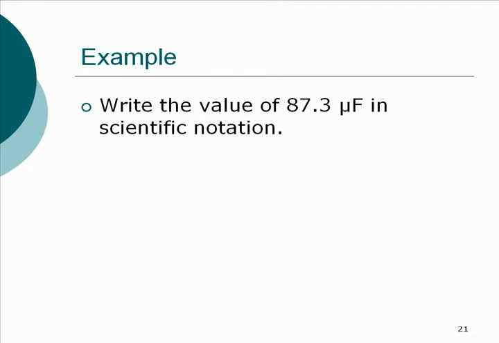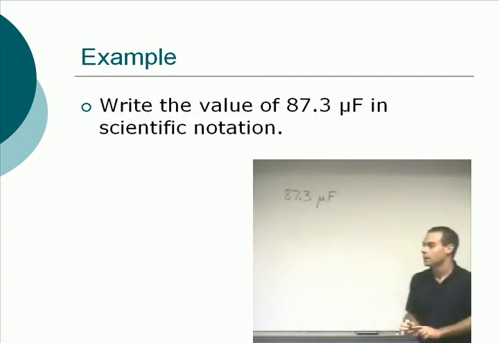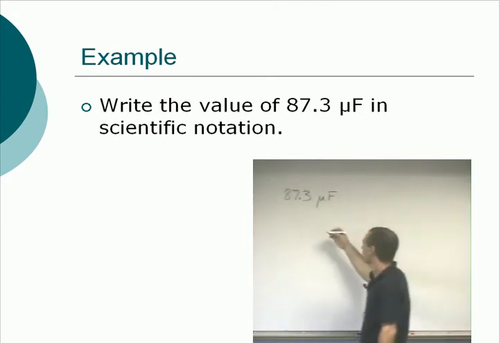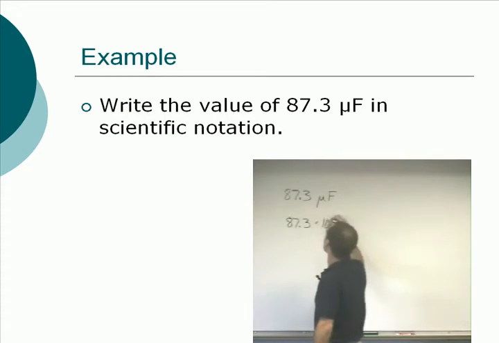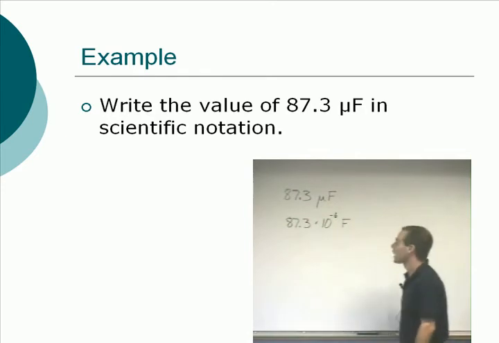We're going to write the value of 87.3 microfarads in scientific notation. Well, let's pull out the micro and put in the appropriate power of 10. Micro is 10 to the negative 6th farads, and it's almost there.